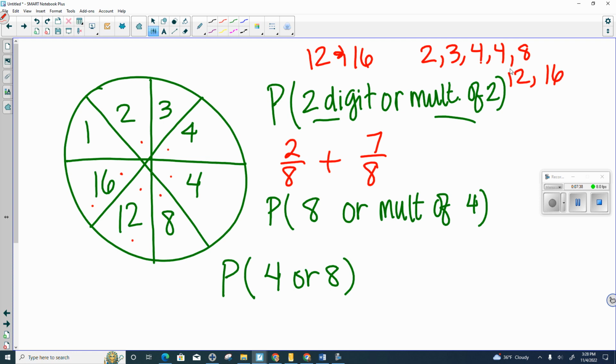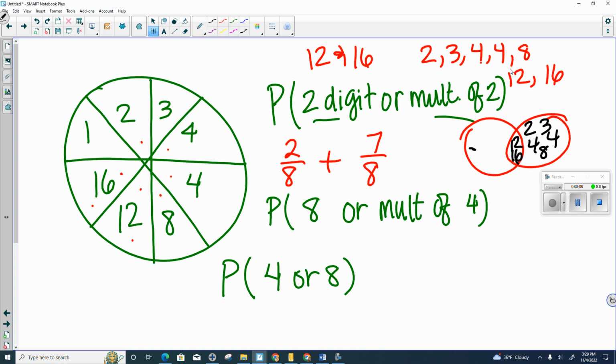Is there any that overlap on my 2-digit list and my multiple of 2 list? Well, yeah, they both have 12 and 16. So if I were to make a Venn diagram, it's going to look kind of funny. That is way too small. My 12 and my 16 would be in here. Sorry, those are squished. My 2, 3, 4, 4, and 8 are going to be in here. There's nothing really left over here.